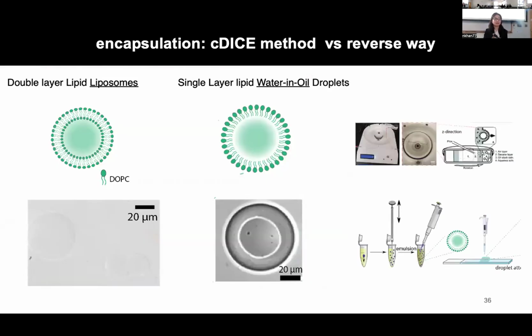So for the lipid or droplet making, there are different kinds of liposomes people are using to mimic the cell.